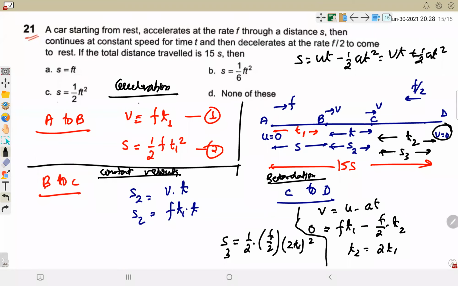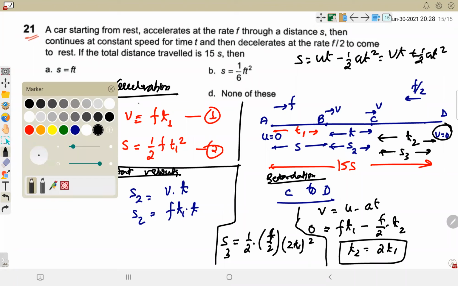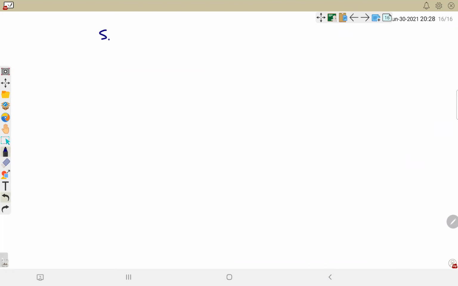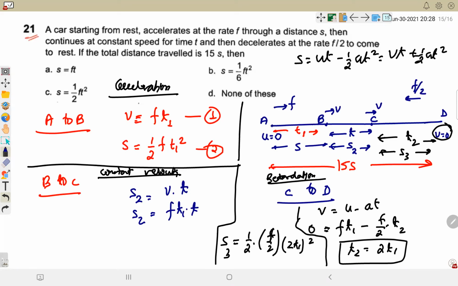A to B, B to C, and C to D. We have covered the total time taken and total distance covered. Time variation has come: T2 is 2 times T1 because the speed remains the same and the retardation is half, and that is why it has taken double the time. Now the question has given that the total journey covered in this is 15 times S.